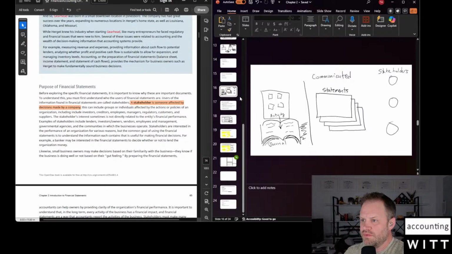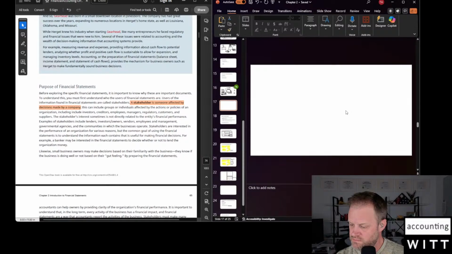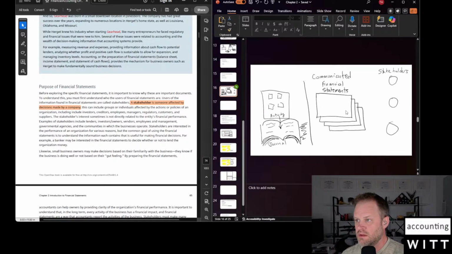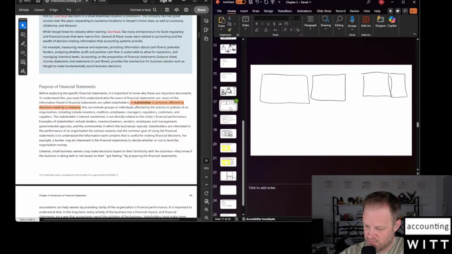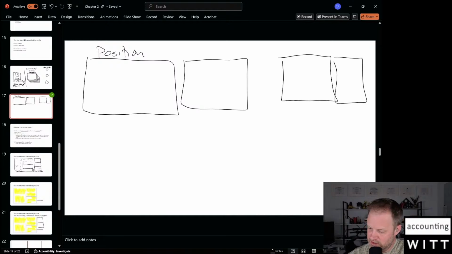So we've got business telling its story through financial statements. What are the financial statements? The statement of position, the statement of change, and then we'll talk about these later.